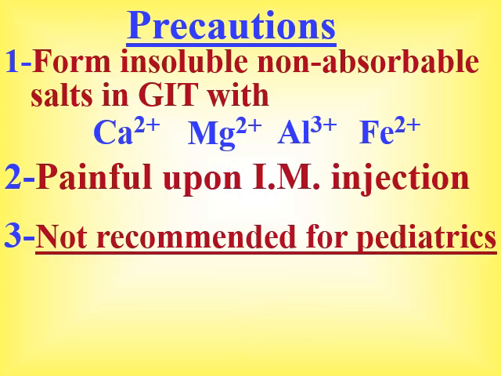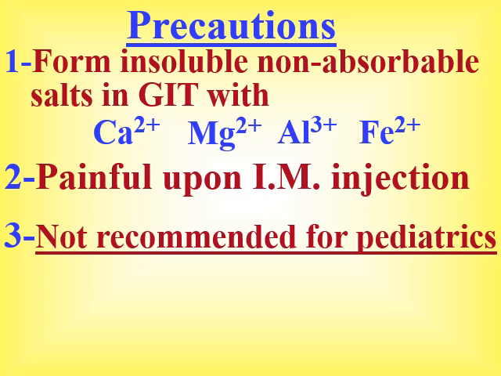There are certain precautions while taking tetracyclines. Tetracycline can form insoluble non-absorbable salt in the GIT with calcium, magnesium, aluminium and iron. Why do they form this insoluble non-absorbable salt? Because it undergoes chelation with them. So we can solve this problem by taking the drug, whether it is milk, antacid, or anti-anemic, 1 hour before the drug or 2 hours after tetracycline.